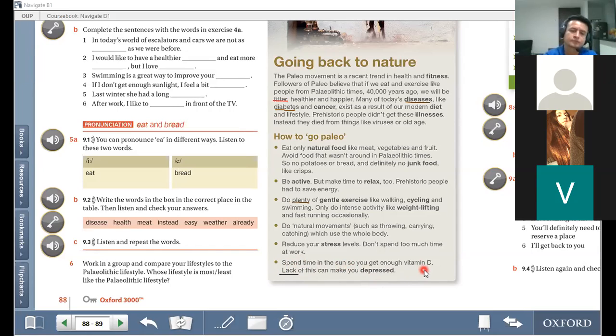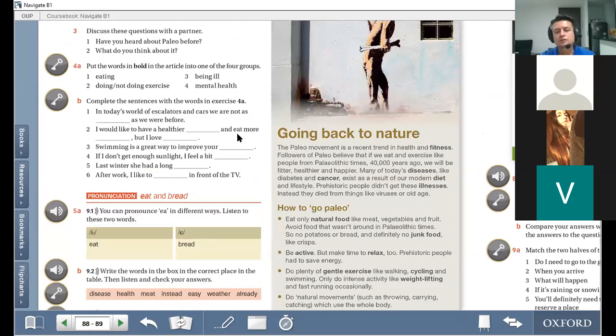Spend time in the sun so you get enough vitamin D. Lack of this can make you depressed. Excellent! All right, can make you depressed at the end, right? Very good job, everybody. Let me clear our drawings and it's time to continue.